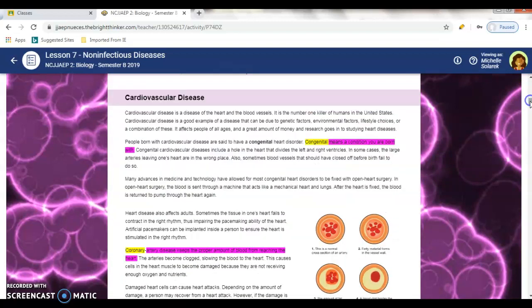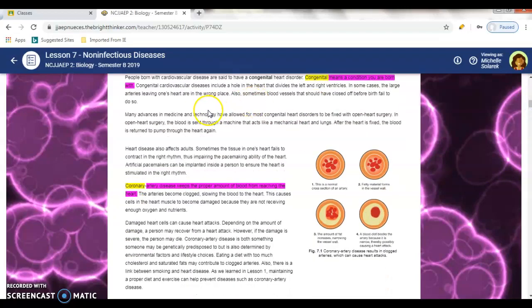Going in, we have cardiovascular disease, which is the disease of the heart and blood vessel, and is the number one killer of humans in the United States, along with cancer. Cardiovascular diseases can be congenital. That's basically meaning you are born with it. So congenital cardiovascular disease is a hole in the heart that divides the left and right ventricles. In some cases, the large arteries leaving the heart are in the wrong place at times.